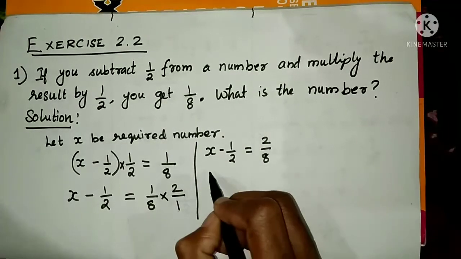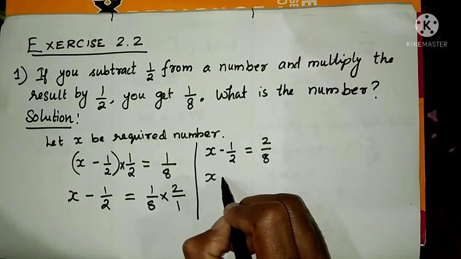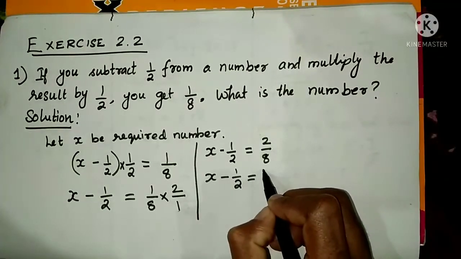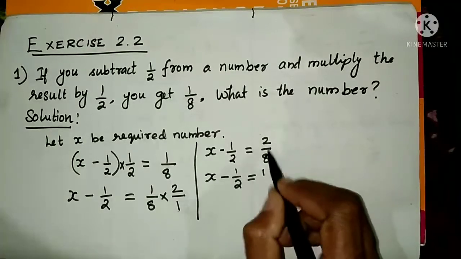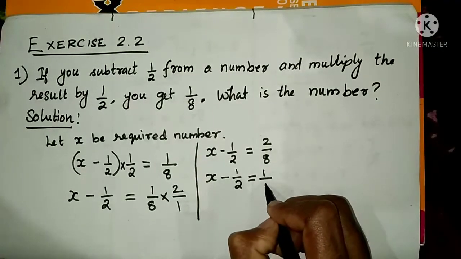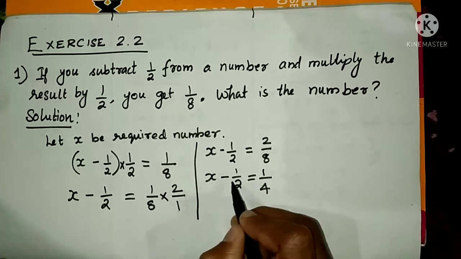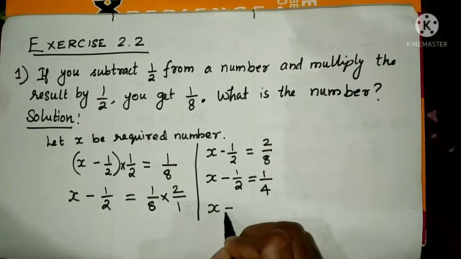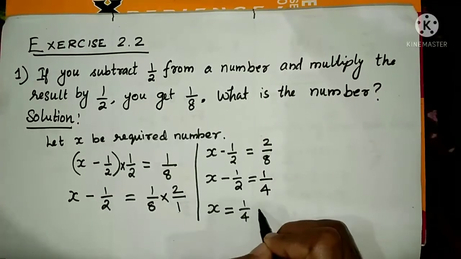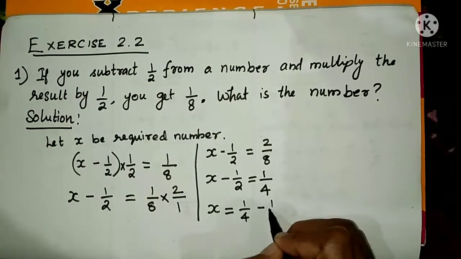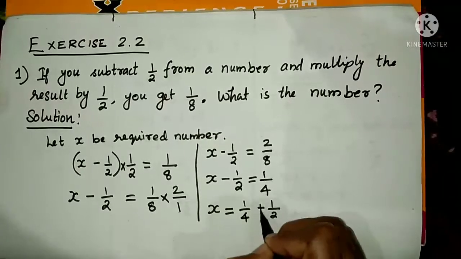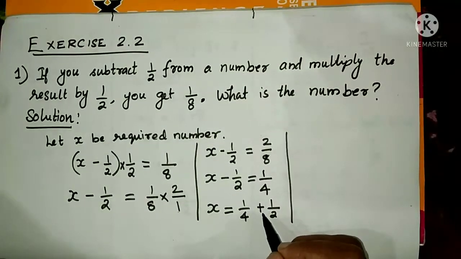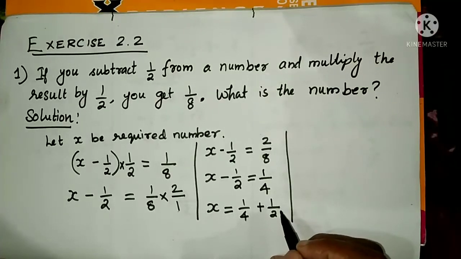This we can simplify. (x - 1)/2 equal to, when we simplify by 2 table, we get 1/4. We can send this to the right side. So x is equal to 1/4 minus 1/2. It becomes positive. So now these two we have to add. We can do cross multiplication.